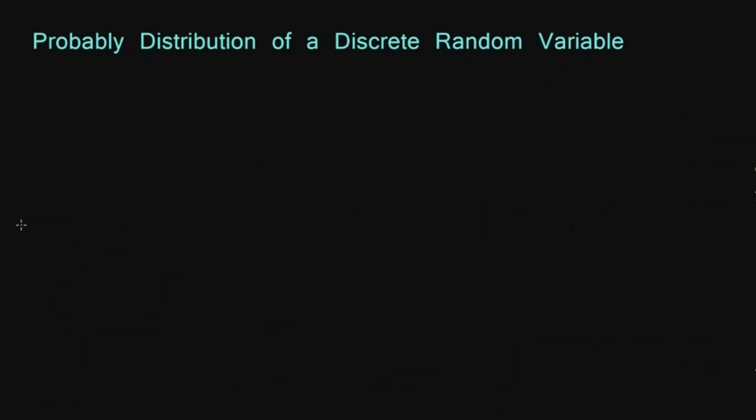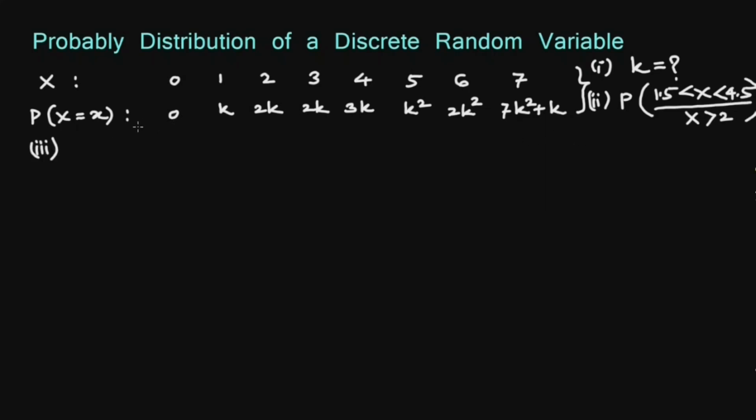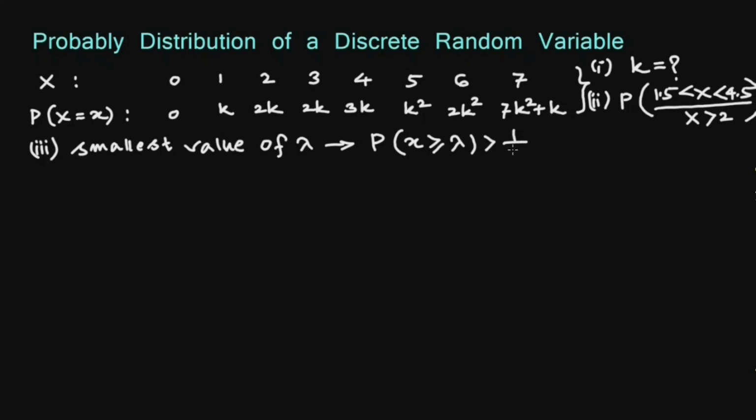A random variable x has the following probability distribution. We have to find number 1, k, number 2, p of 1.5 less than x less than 4.5 given x greater than 2, and thirdly, the smallest value of lambda for which p of x greater than or equal to lambda is greater than half.